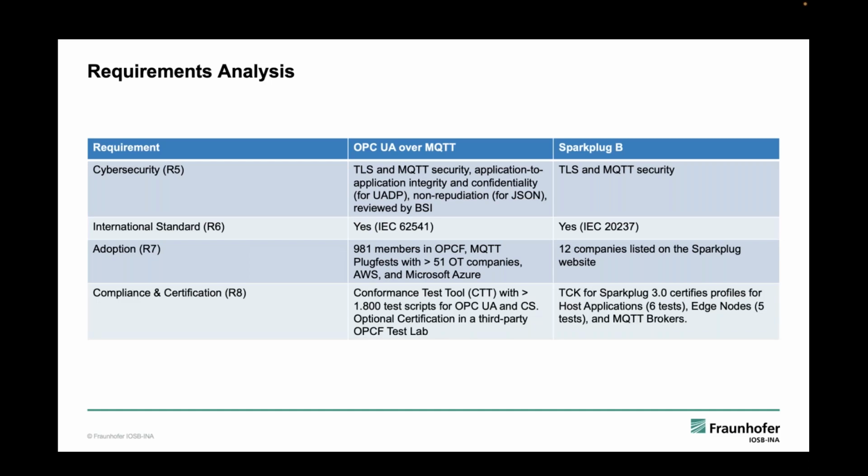Compliance and certification. For OPC UA, there's a conformance test tool with 1,800 test scripts for the core OPC UA specification and also the companion specs. And there's the optional certification that's possible in the third-party test lab. For Sparkplug B, there's a technology compatibility kit where we can certify our host application, edge nodes, and MQTT brokers.